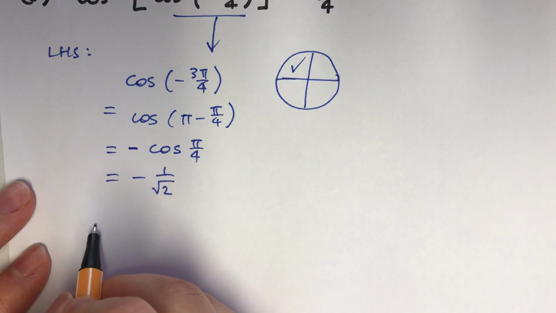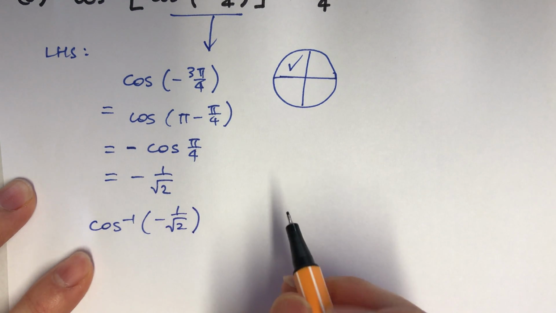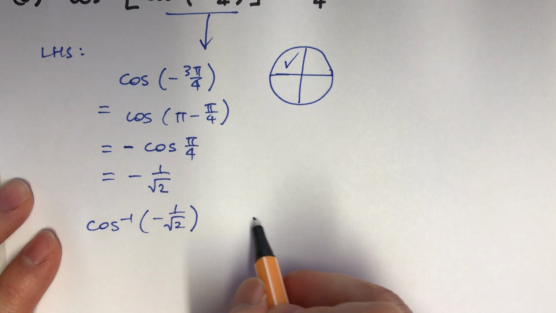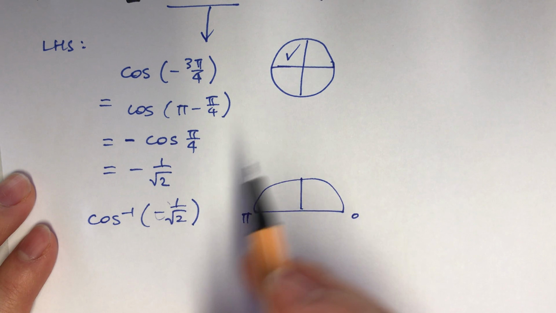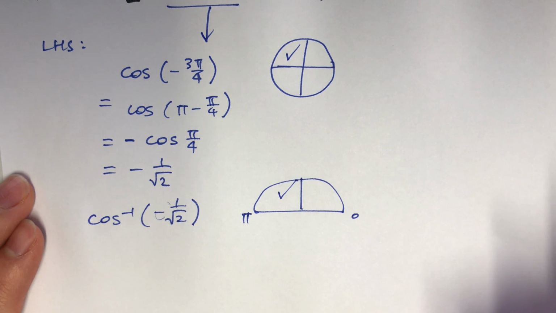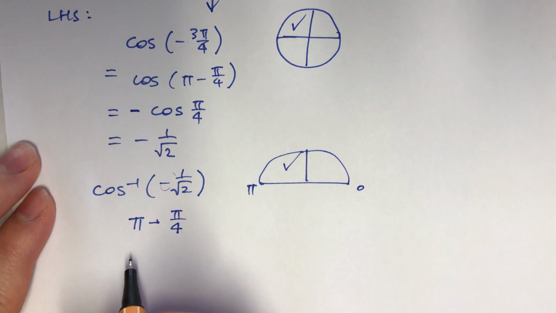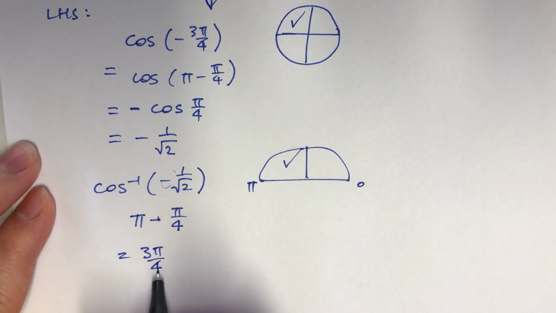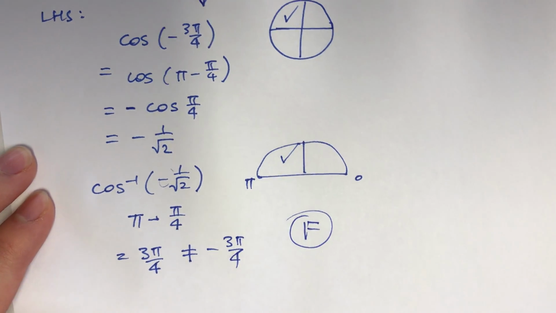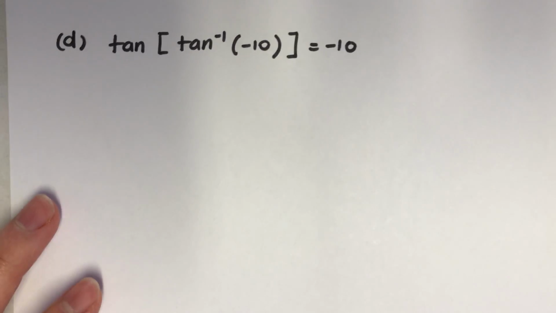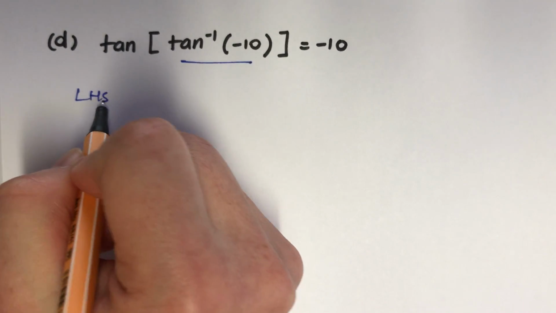So if I put it all in here, inverse cos minus 1 over root 2, it's in the second quadrant, because between 0 and pi, it's negative. Which one will give us negative? Second quadrant. So my answer will be 3 pi over 4, which is not equal to minus 3 pi over 4. So it's false.